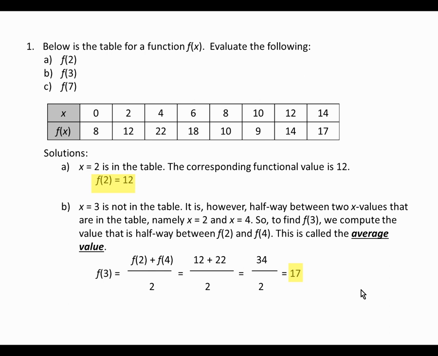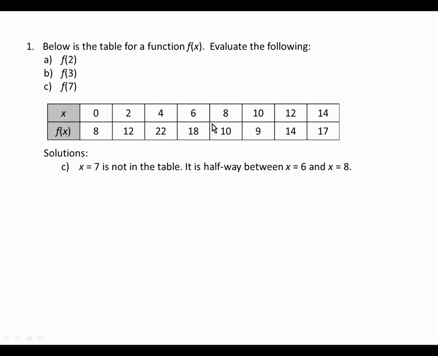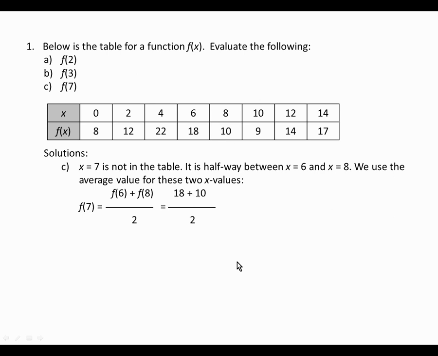Part C is f of 7. x equals 7 again is not in the table. There were only even numbers for the x's, but 7 is halfway between 6 and 8. So I'm going to take the average value of f of 6 and f of 8. So f of 7 will be f of 6 plus f of 8 all over 2. f of 6 is 18, f of 8 is 10. So 18 plus 10 over 2. We get 28 over 2, which is 14. So f of 7 is equal to 14.